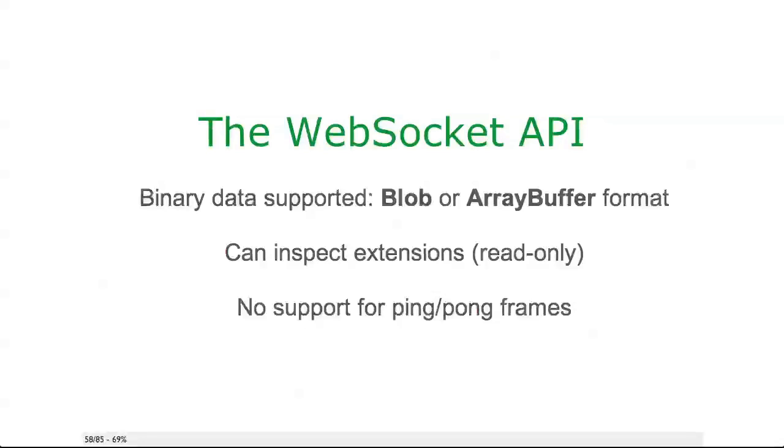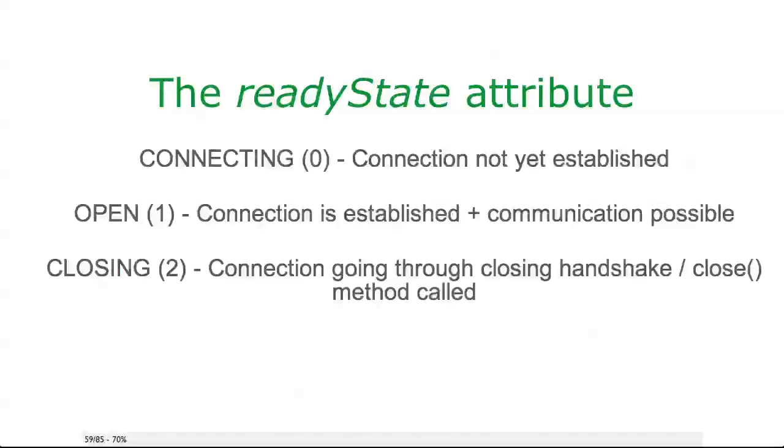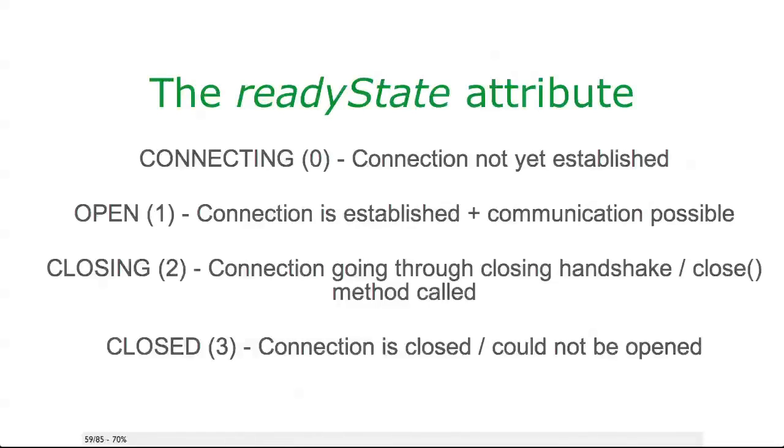You can take a look at what your extensions are, but this is kind of interesting. Within the API, you cannot have an impact on the extensions. That's left to the browser itself. Also, even though the protocol defines pings and pongs and potentially useful use cases for them, there's no support for pings and pongs in the API specified at all right now. That's literally just left to the browsers themselves.